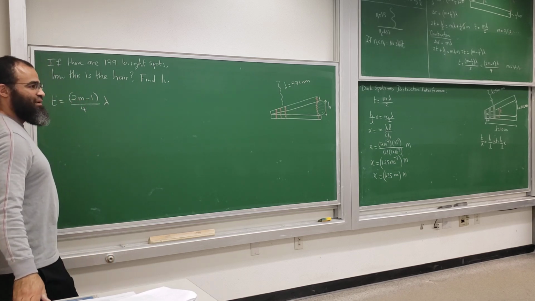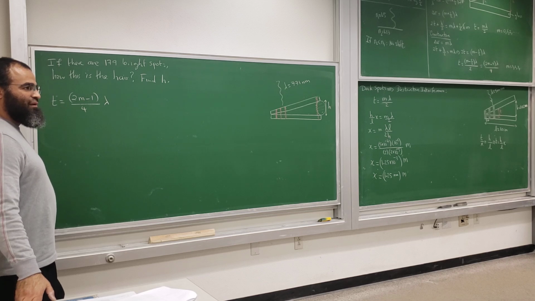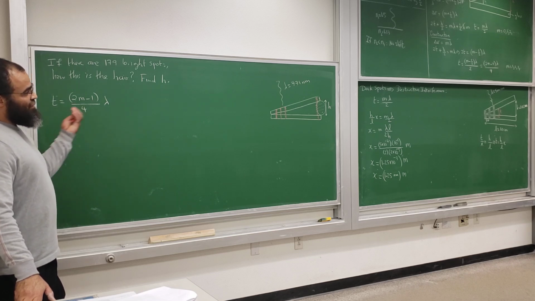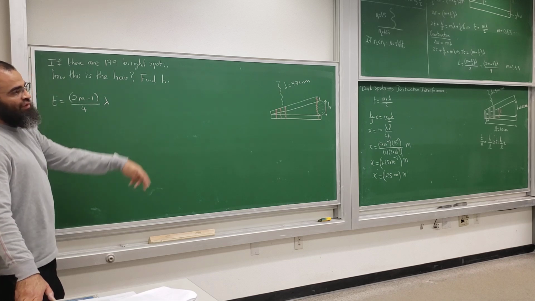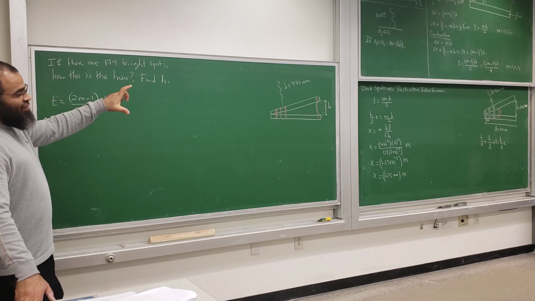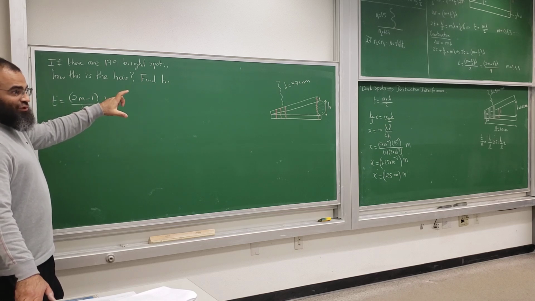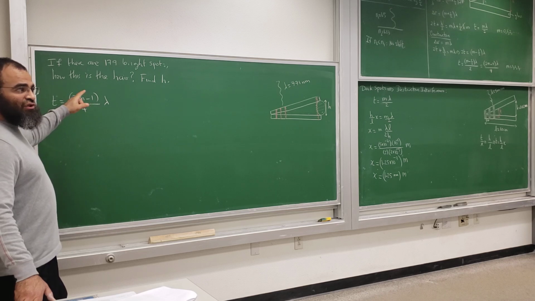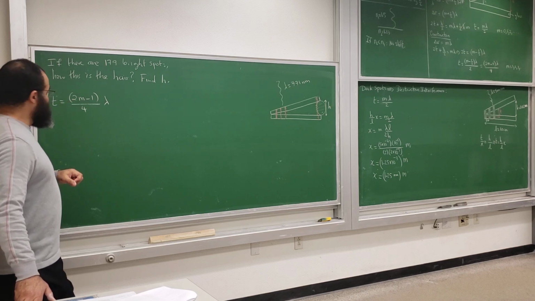What should we use for m? Where is the 179th bright spot? Toward where they meet or toward all the way there? Toward the right. And toward the right, what's the gap? H. So T is equal to H at the 179th bright spot, so M is equal to 179. The first bright spot is at M equal to 1, the second one is at M equal to 2, and so on. So 179 is M.